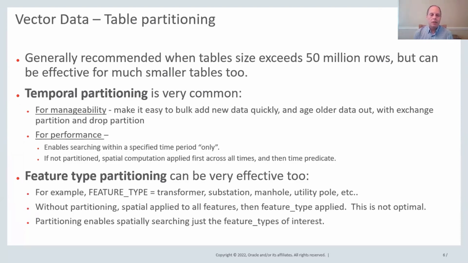Generally, if tables start exceeding 50 million rows, that's a good sign for me that partitioning is probably going to help, right? But I found many cases where even much, much smaller, way smaller than 50 million rows, you can have very effective applications where you can really leverage partitioning, and it can be very effective too.